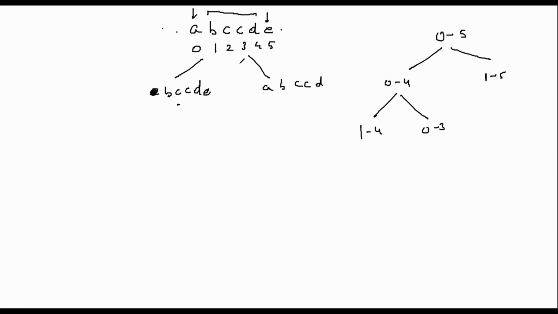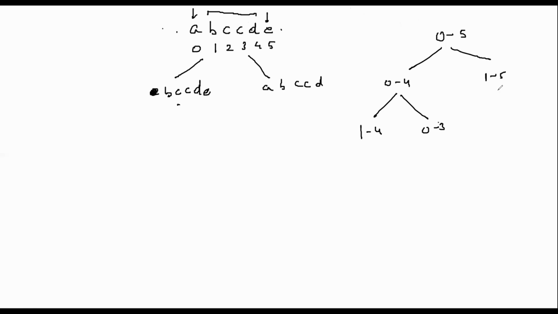So suppose A B C C D is left with us. If I add D at the beginning, the problem left would be 0 to 3. And if I add A at the end, the problem left would be 1 to 4 because A and A are matching. So now the problem left is this, right? So I hope you have understood this. Okay, so let's move ahead.